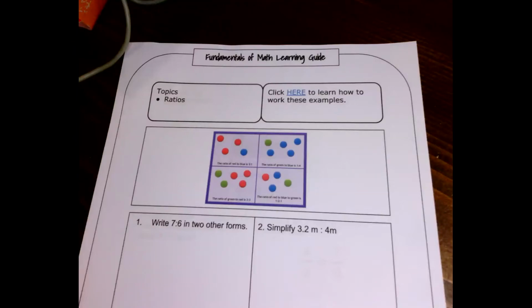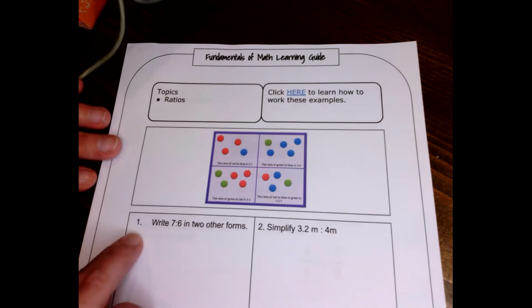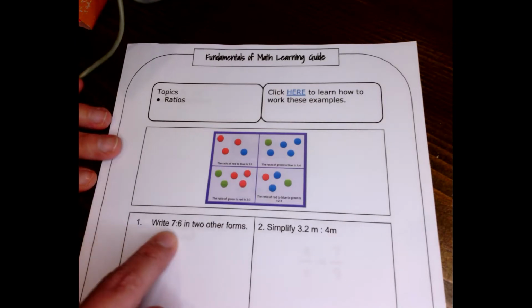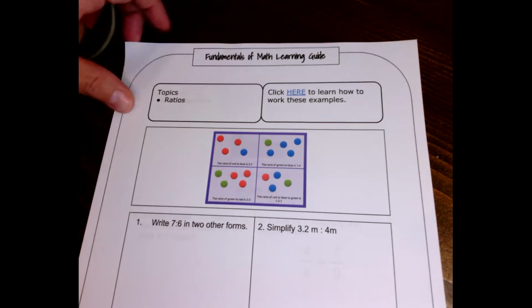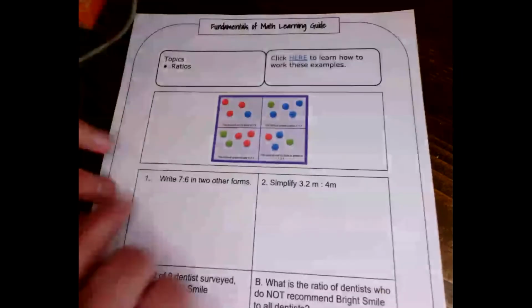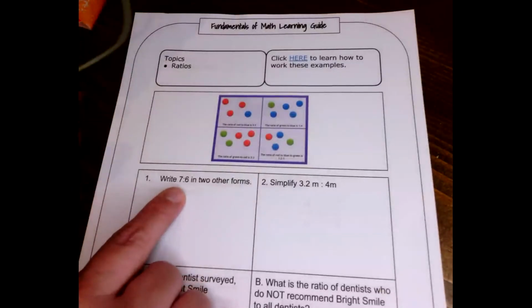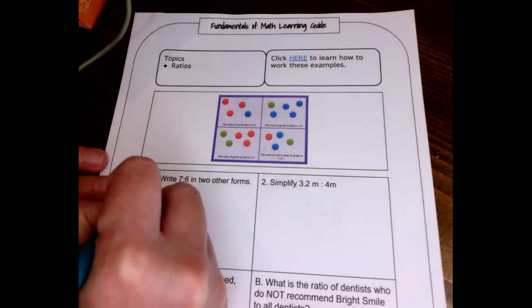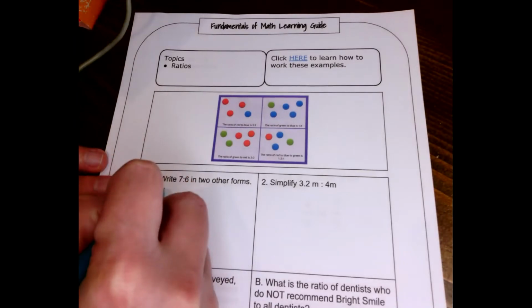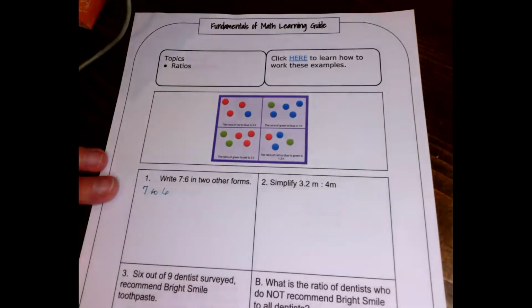In this video, we're going to look at ratios. In this first problem, we're going to look at writing this ratio in two other ways. So when we see this ratio, we can say that 7 to 6. And so one other way that we could write it would be 7, literally with the word "to", and 6.